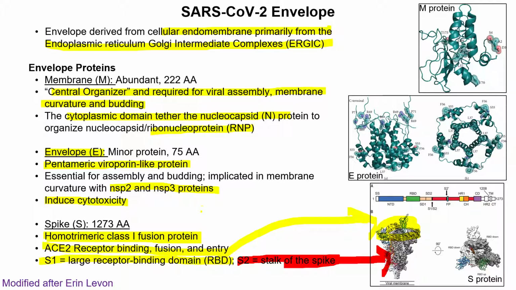So just the basic idea, again: membrane protein, abundant, central organization required for virus assembly, membrane curvature, budding, and tethered nucleotides, the nucleocapsid; envelope protein, pentameric viroporin, induces cytotoxicity; and the homotrimeric class 1 fusion protein, mainly implicated for receptor binding. That's your take-home message. That's it.